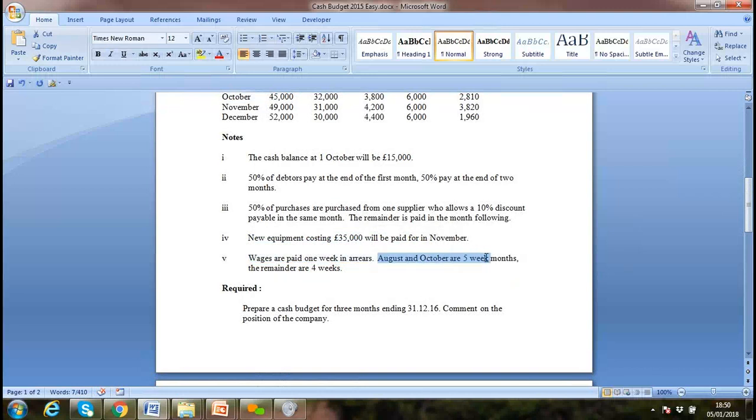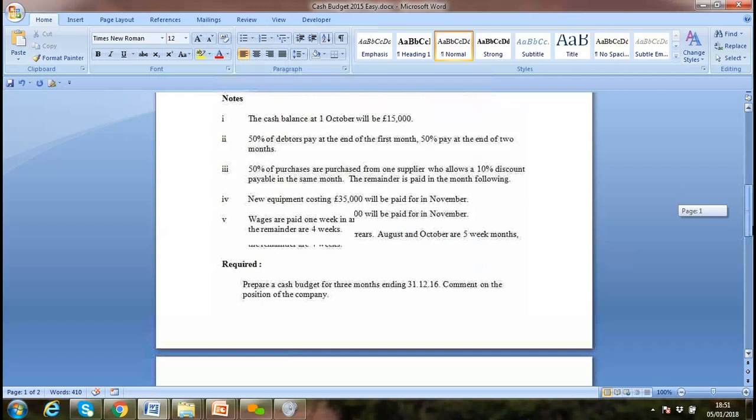One week later. So this month, like in August and October, we have 5 weeks. So 1 week salary will go in the following month. Like 1 week, August salary will go in September. And September 1 week salary will go in October, and October 1 week salary will go in November.